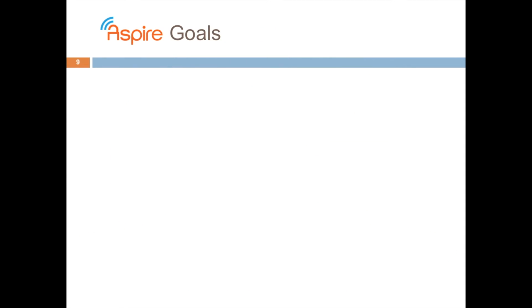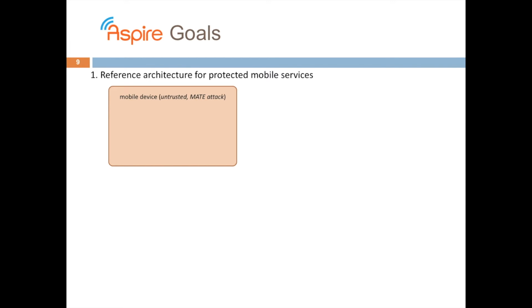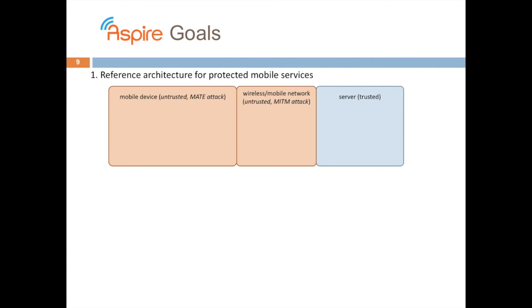So concretely, what are our goals? Well, the first goal is to build a reference architecture for mobile services and mobile applications that combines lots of protections. You have a mobile device that you don't trust. You have a server that you can rely on because you control it, and that's trusted. We also have an untrusted network in between.